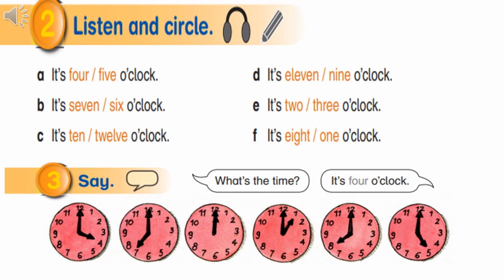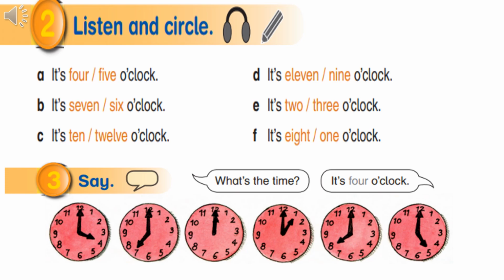Track 8, Unit 10, Period 3, Activity 2. Listen and circle. A, It's 5 o'clock. B, It's 7 o'clock. C, It's 12 o'clock. D, It's 9 o'clock. E, It's 2 o'clock. F, It's 8 o'clock.